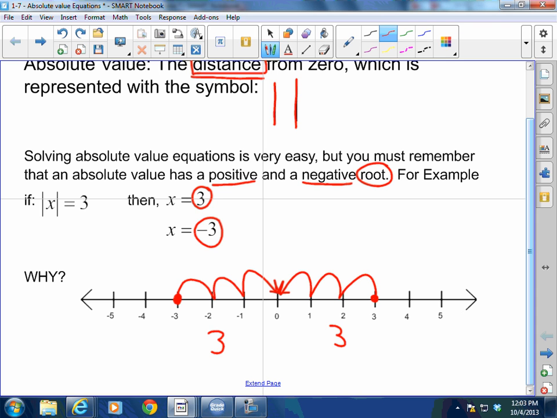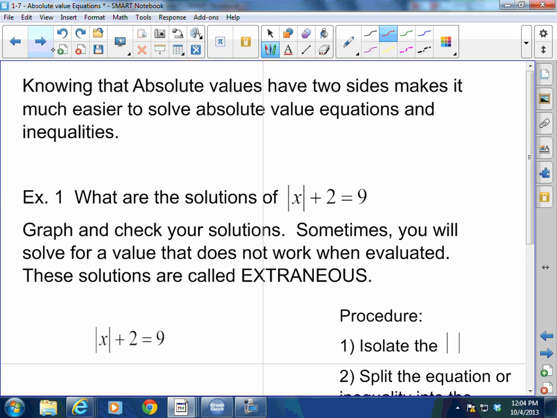Now, there are two roots to it. That's why x can be either 3 or negative 3. But the absolute value of that will always be positive. So there's always two roots to an absolute value, a positive root and a negative root. Remember that, because knowing that absolute values have two sides makes it much easier to solve absolute value equations and inequalities.